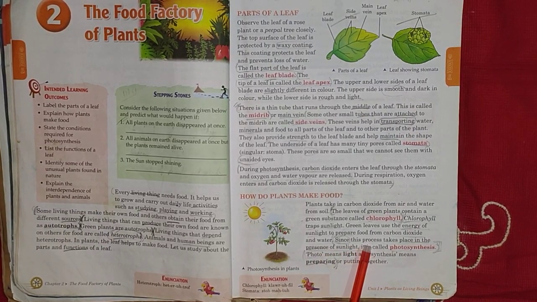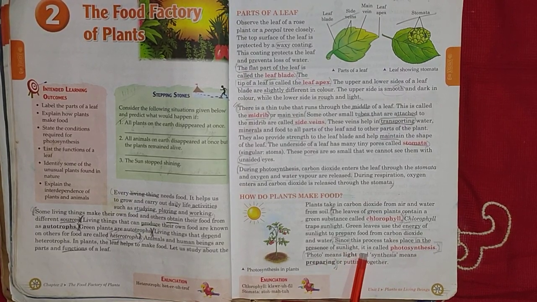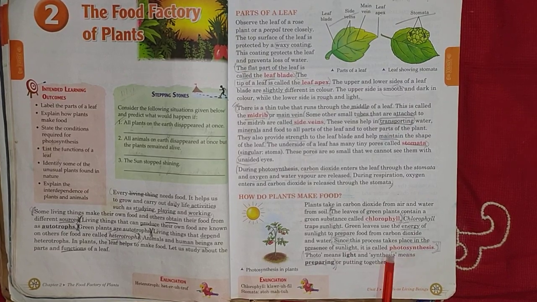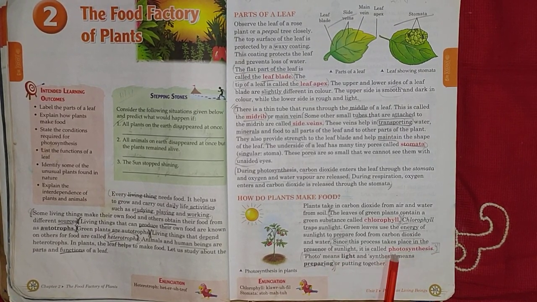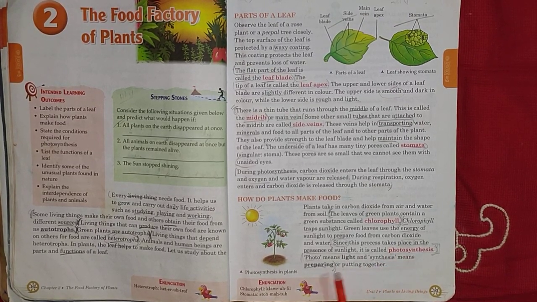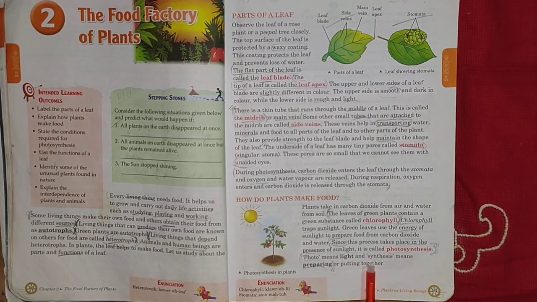Since this process takes place in the presence of sunlight, it is called photosynthesis. What is the word? Photosynthesis. Photo means light and synthesis means preparing or putting together.